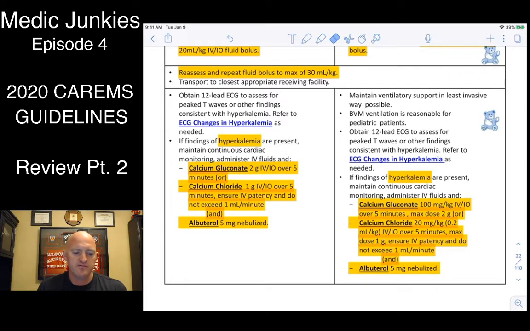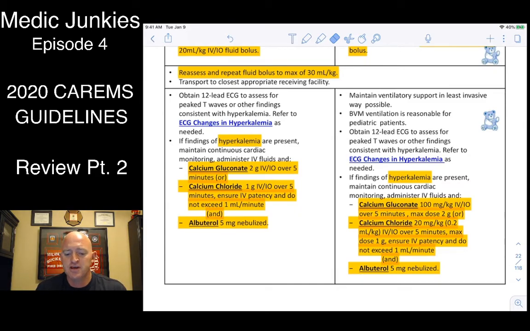So typically for adults, it's probably gonna end up being a full amp of calcium chloride. And then if we can, we're gonna start an albuterol SVN 5 milligrams, okay? If they're conscious, do your standard bite block type SVN. If for whatever reason you had to intubate this patient, then yeah, we can still do an inline SVN on that.